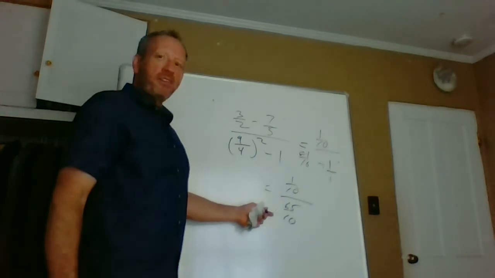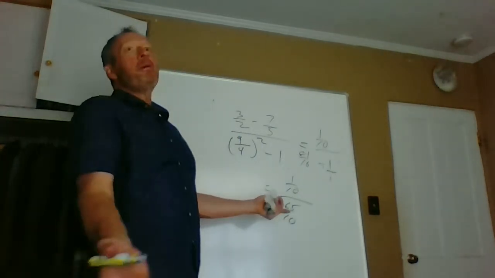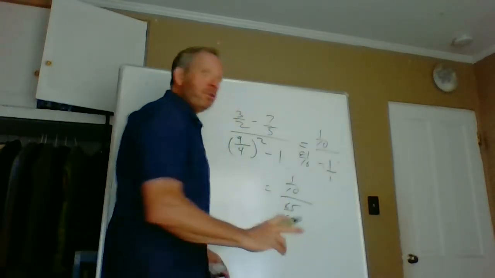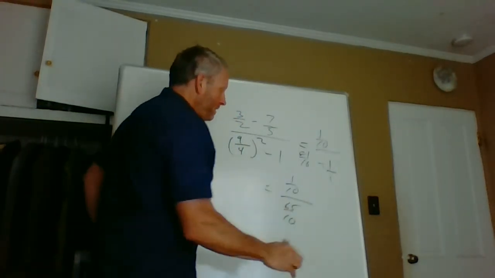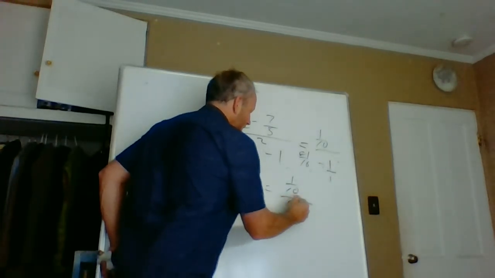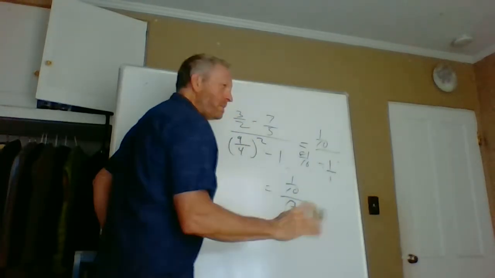Now, to make my life easier, I should have reduced this. But maybe I'm having a bad day. Maybe I just got up. I don't know. You should get in the habit of reducing things because it'll make things easier. Now, 5 goes in here 13 times, and 5 goes in here twice. Much easier to deal with.